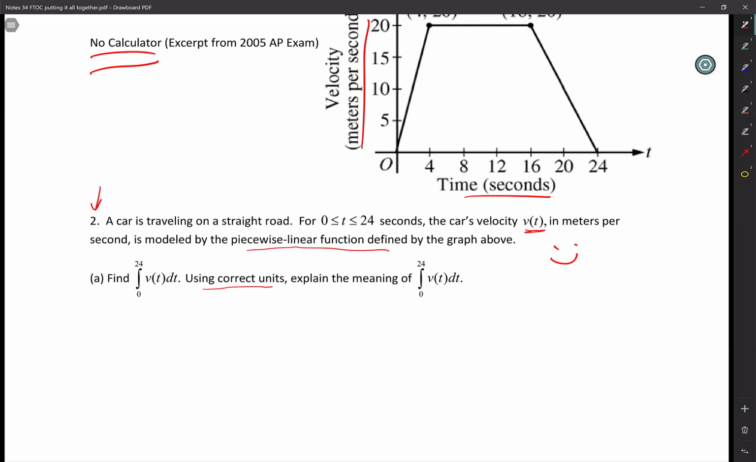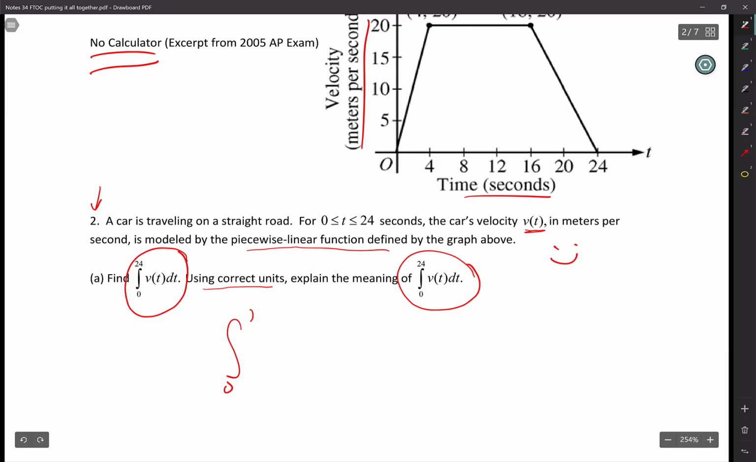Ms. Hernandez, what do you think? What does this mean? So don't find it just yet. I just want to know what that means. Like from 0 to 24 seconds, the velocity. Well, remember that this means, okay, don't worry, you're thinking too fast. Slow down. This means area under the curve of velocity. What does the area under the curve of this velocity graph give us?